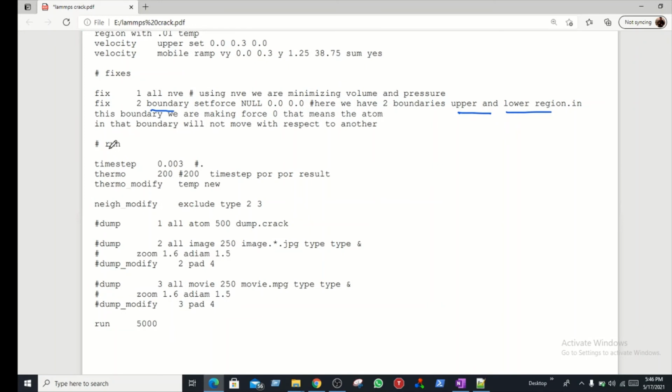Here comes our run part. Here we are using time step 0.003 and thermo 200. That means after 200 steps we will see our result. And if we remove the hashtag, then our file will be dumped, otherwise it won't be dumped. And finally we are running for 5000 steps.